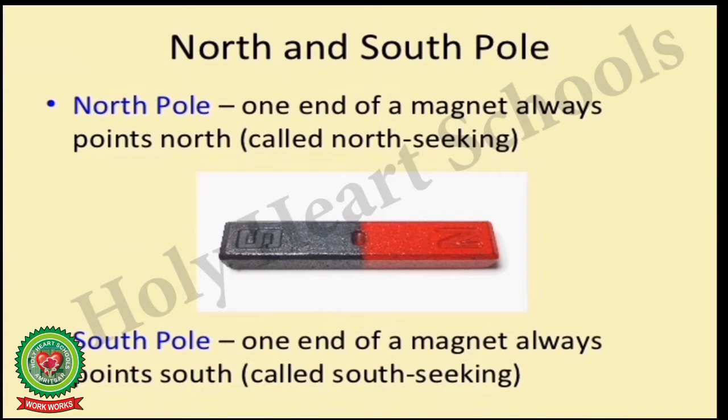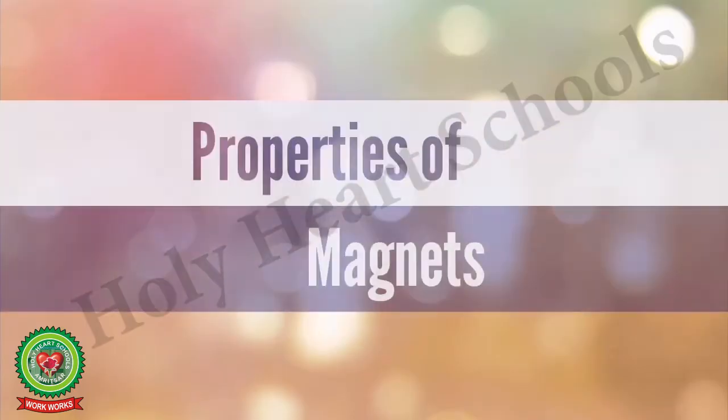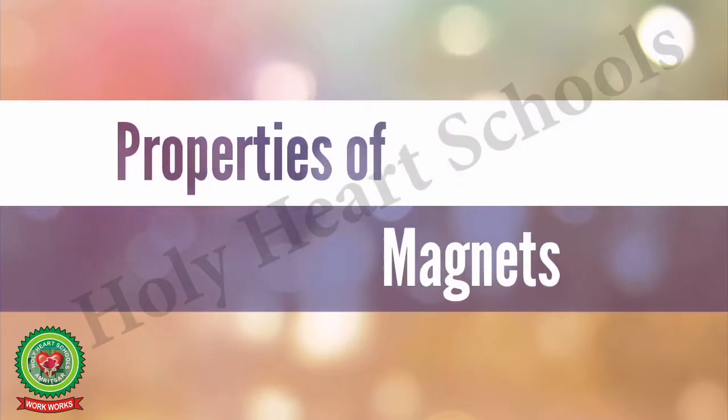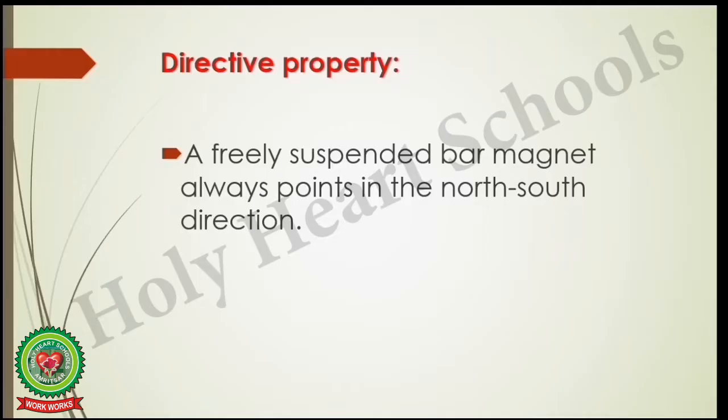This pole is also called north-seeking pole. And south pole is the end of a magnet that always points towards south direction when suspended freely. This pole is also called south-seeking pole. Let us now discuss various properties of a magnet. Directive property. It means a freely suspended bar magnet always points in the north-south direction.